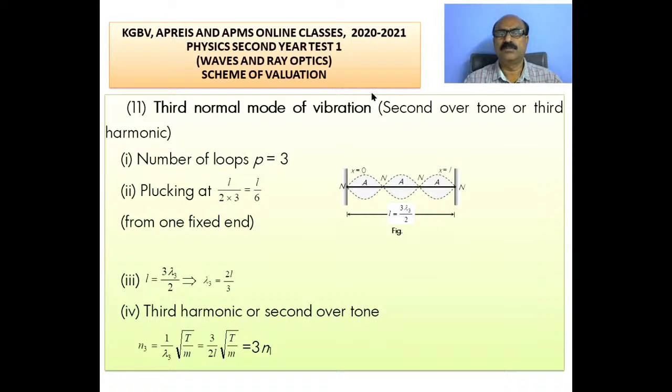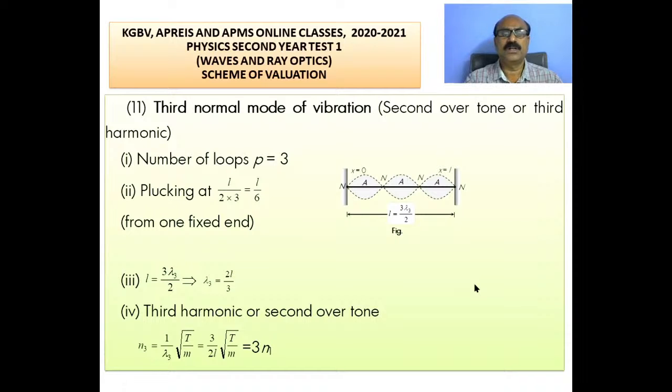And the third mode of vibration, similarly, is also called the second overtone or third harmonic. The number of loops in this case is 3, plucking at L by 6 from one fixed end. So L is equal to 3 lambda 3 by 2, and lambda 3 becomes 2L by 3. So the third harmonic or second overtone frequency N3 is equal to 1 by lambda 3 times root T by M, that is equal to 3 by 2L root T by M, that is equal to 3N1. So 3 times the fundamental frequency.